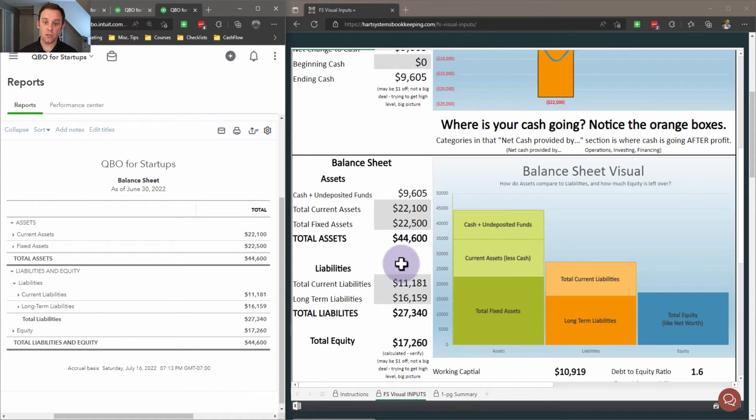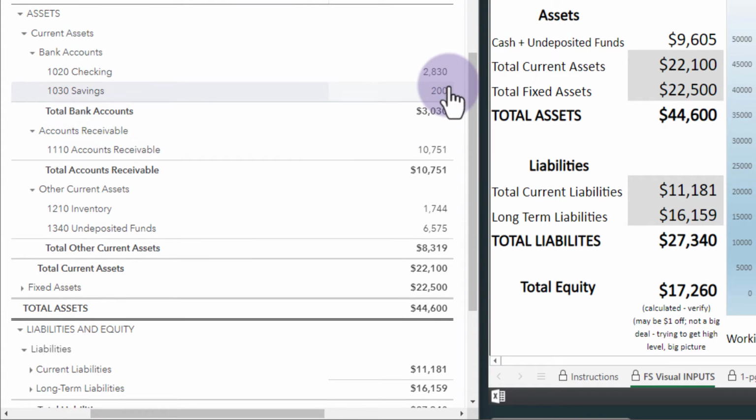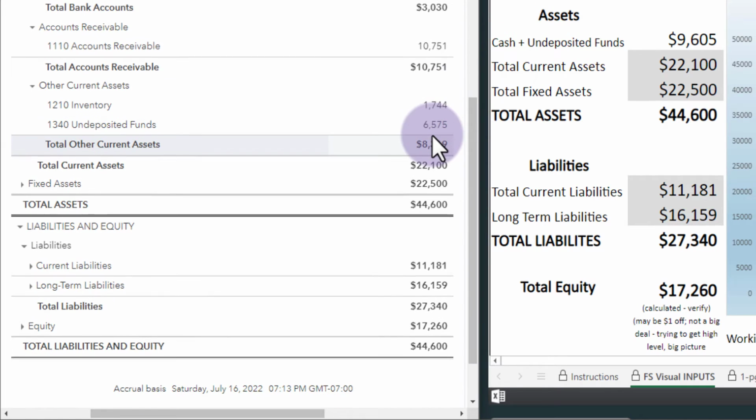So let's just go through and we'll open up current assets to see what's in here. Okay, so I have some bank accounts, I have some accounts receivable, that's the customer payments I've got to collect. Inventory, okay, and undeposited funds. All this looks like pretty normal balances, and my picture is fine. But if it weren't, I want to make sure I'm understanding what's here and know how to increase my assets.